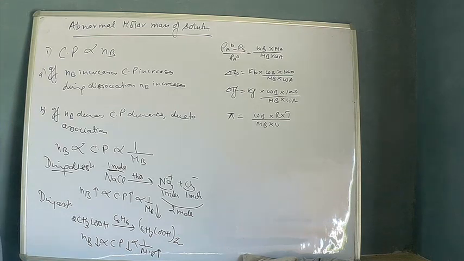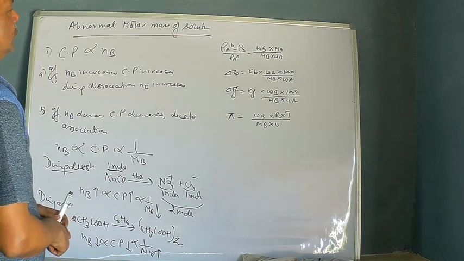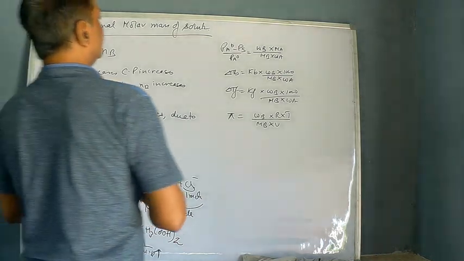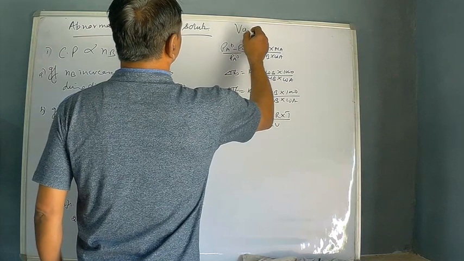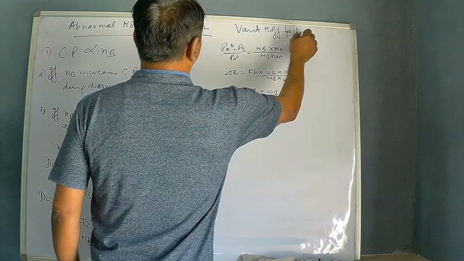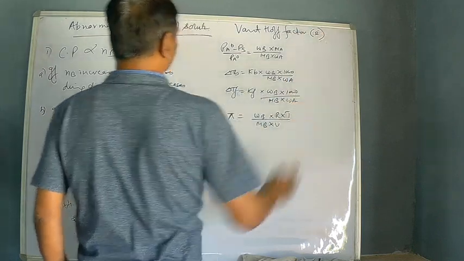So class, there was a problem how to determine molar mass of solute with the help of these 4 colligative properties. So finally, Van 't Hoff gave some suggestions to overrule all these factors, and that is called Van 't Hoff factor. And it is symbolized as I.